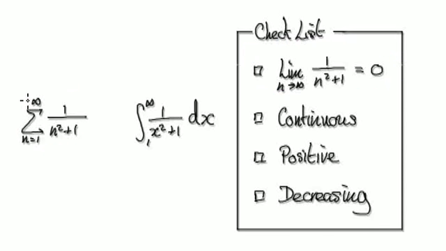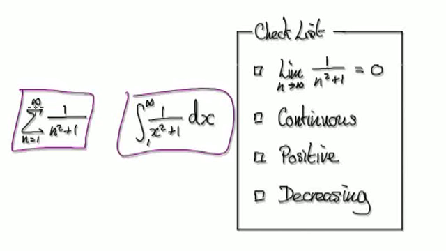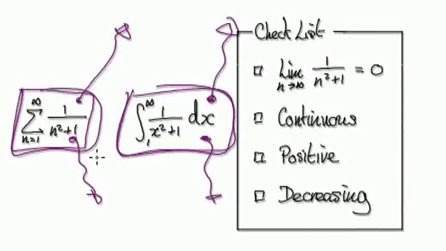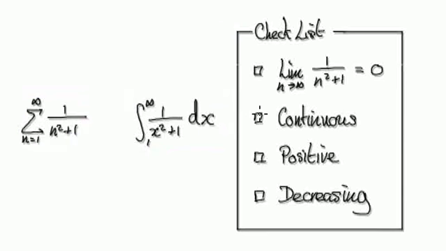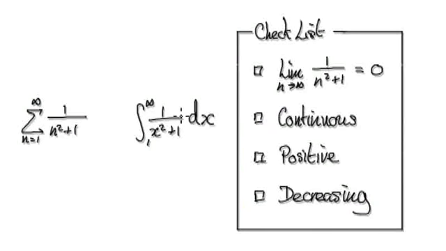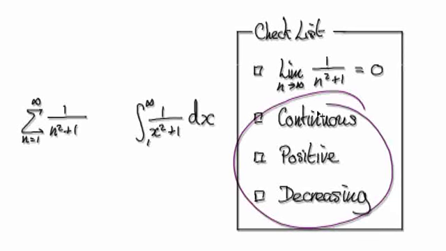Okay. So now we need to make use of that theorem where we compare this with this. The theorem says that if this thing here diverges, then this thing here will also diverge. If this thing here converges, then this thing here will also converge. But before we can apply that theorem, we need to check these three. In order for us to make use of that theorem, we need to check these three.